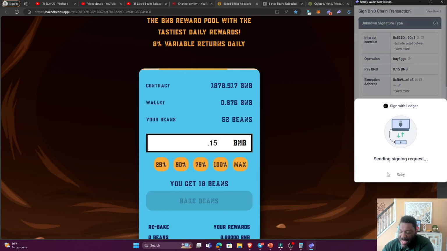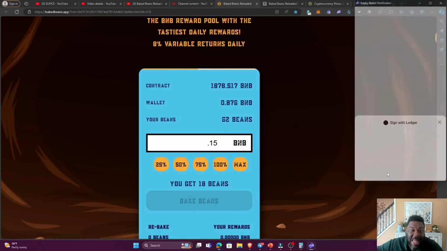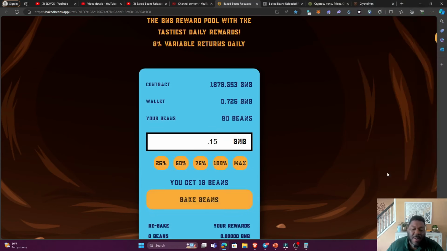But at the same time, I want to make sure that I am compounding and I'm doing all the great things to keep the contract alive, right? Because a lot of times people want to milk the contract. They want to eat up all the beans and don't leave no beans for nobody else. But you can't do that. You got to put more into the contract. All right, so right here you can see, guys, I do have 80 beans, which is going to be great.